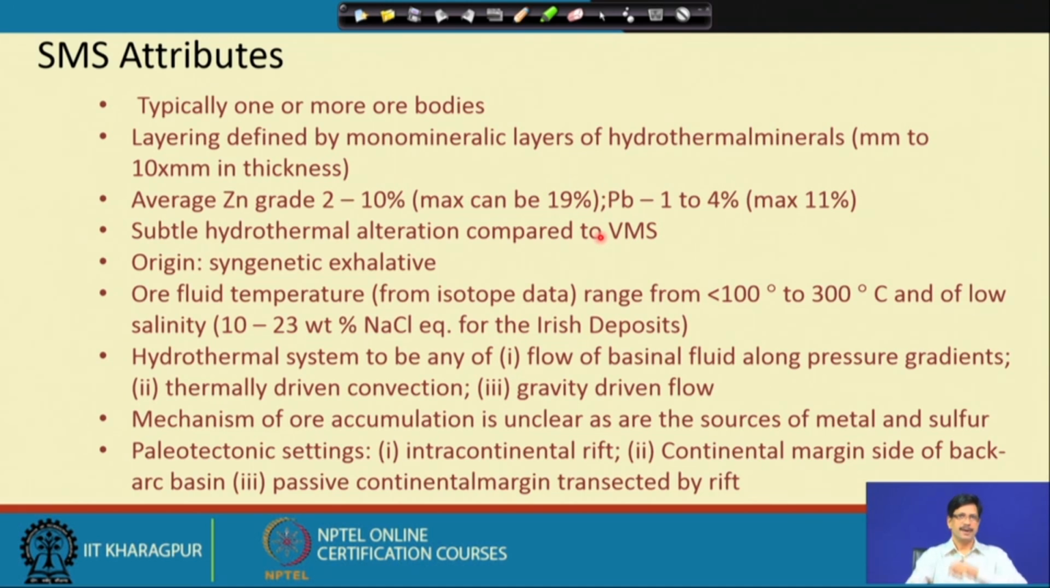So, the attributes are typically one or more ore bodies, can be multiple. The layering is defined by monomeric layers of hydrothermal minerals, millimeter to tens of millimeters in thickness, and the average zinc grade can be high, can go up to even 10% or sometimes even 19%, lead going to 1 to 4%, maximum 11%.